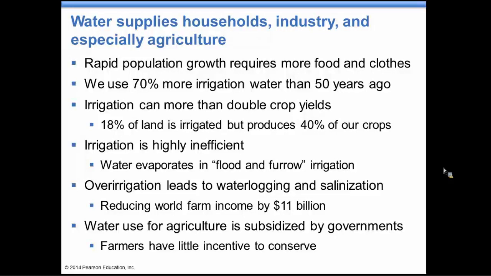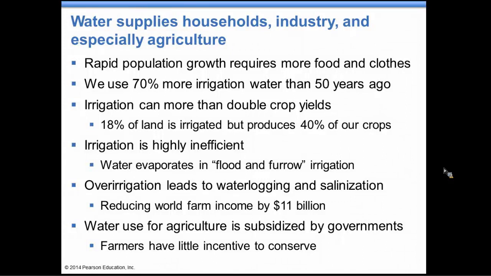But a downside to irrigation is that it's highly inefficient. Water evaporates in flood and furrow irrigation. We talked about this last lecture. There's a couple of different methods of irrigation you can look at. The drip one is definitely one of the more efficient ones. Over-irrigation can then lead to waterlogging or salinization, and this has reduced world farm income by $11 billion.